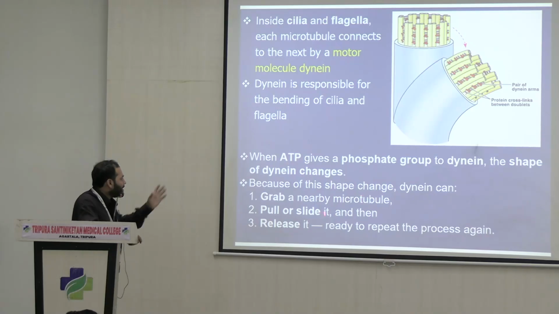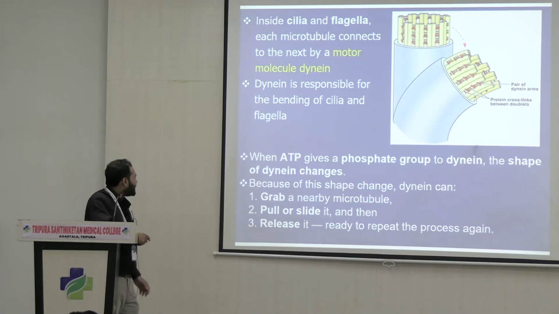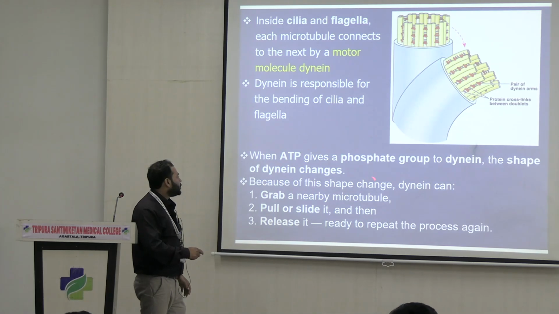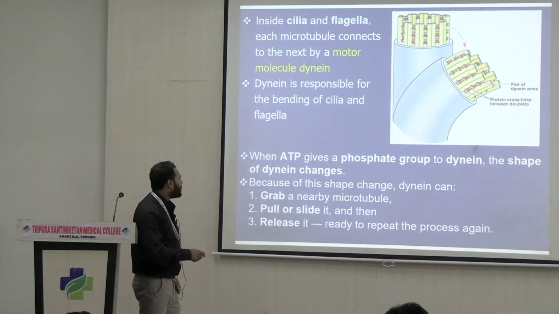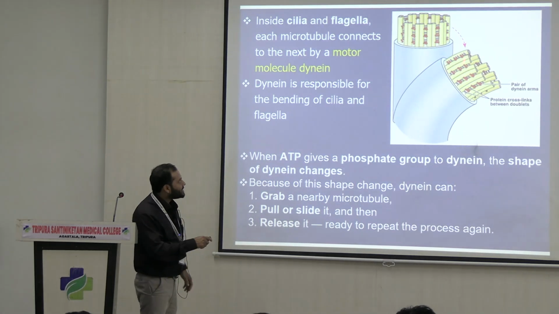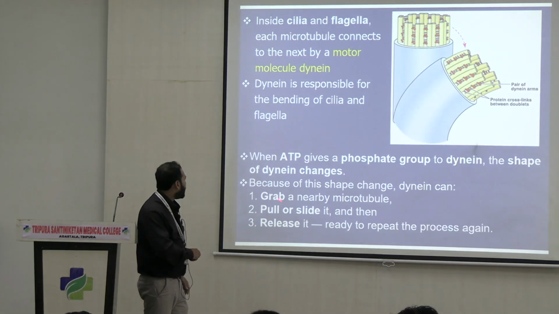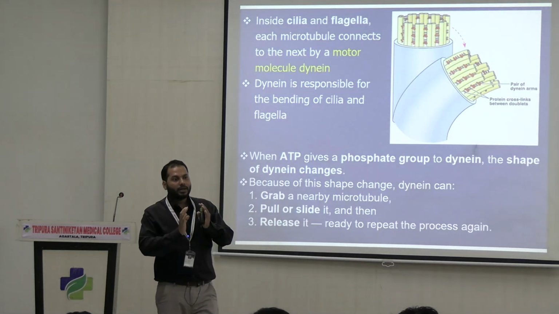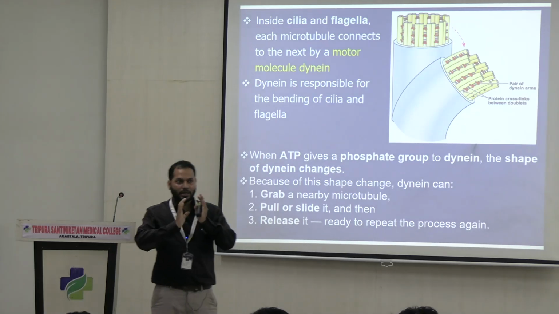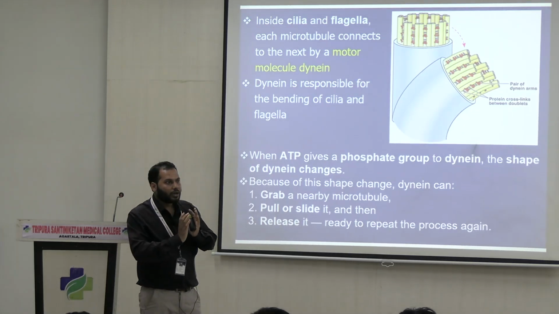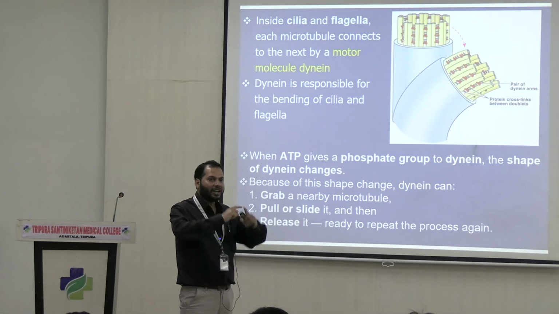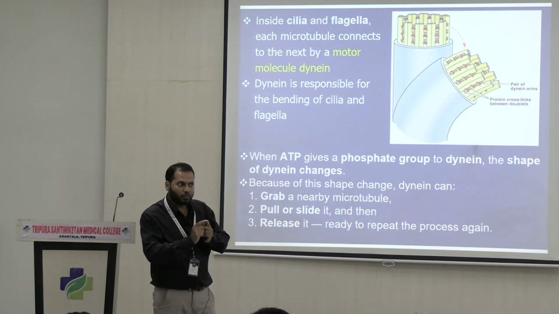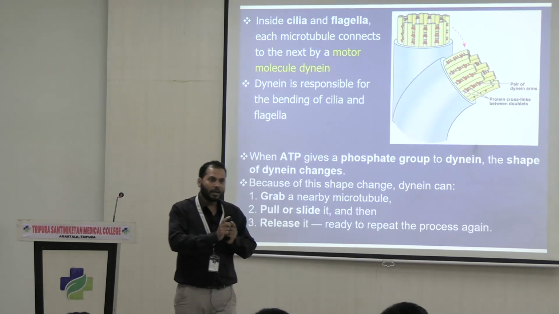So in this whole process, you can see the structural changes. Due to the structural changes, this molecular motor protein that is attached between the microtubules grabs the nearby microtubule. So as I mentioned, in the ciliary structures, the microtubules are arranged in a specific pattern, and adjacent microtubules are attached to one another by the dynein protein.